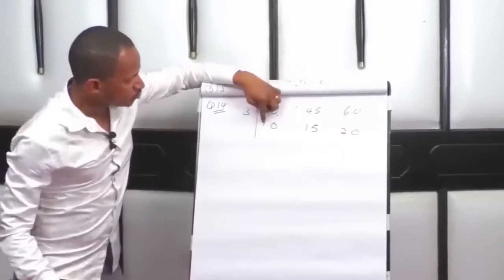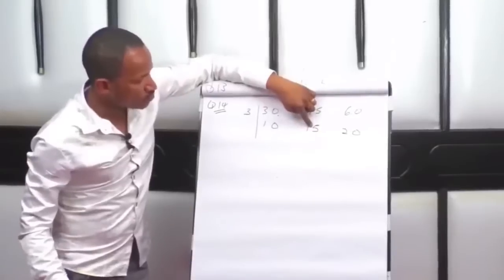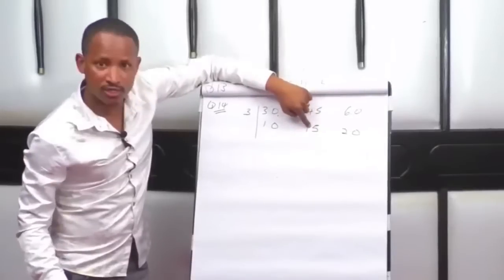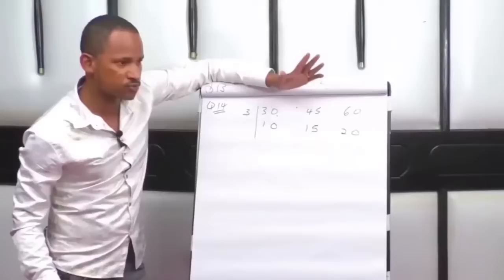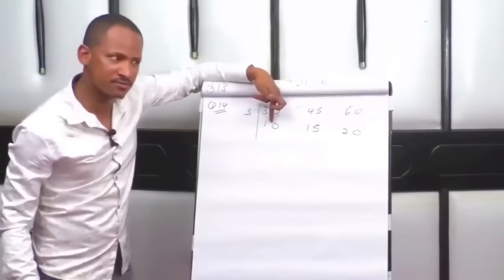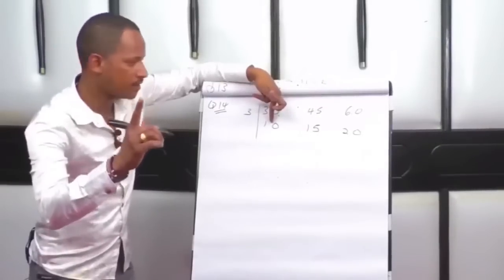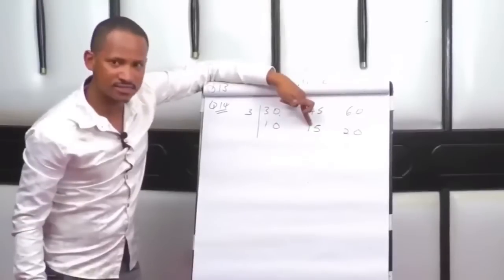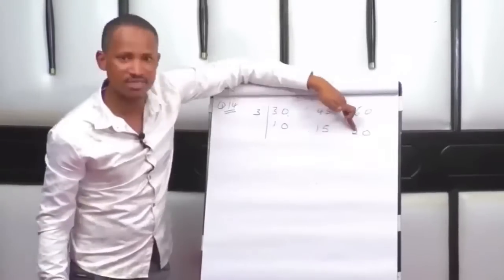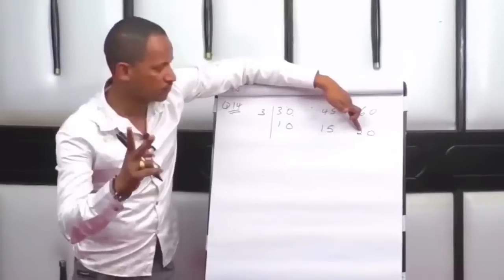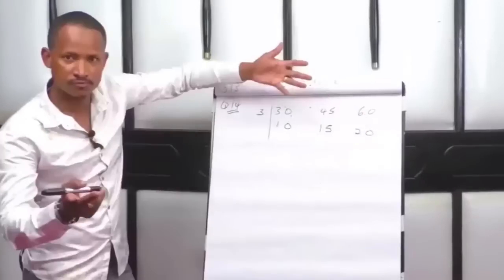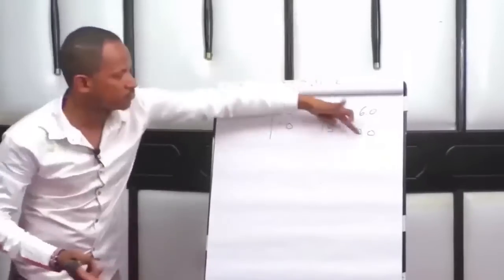Then, can 2 go here? Yes. Can 2 go here? No, there will be a remainder. So we drop 2. Then use 3 again. Can 3 go into 10? It will go 3 times, then there will be a remainder of 1. Can 3 go into 15? Yes, 5 times. Can 3 go into 20? It will go 6 times, then there will be a remainder of 2. Therefore, we drop 3 also, because there is a remainder in some of the numbers.